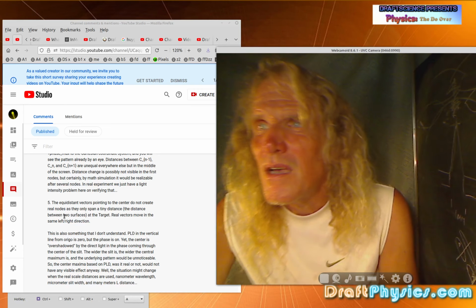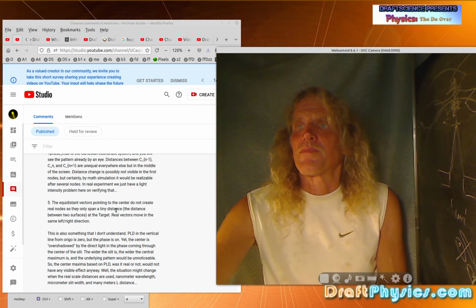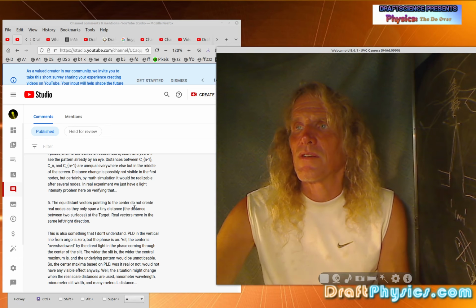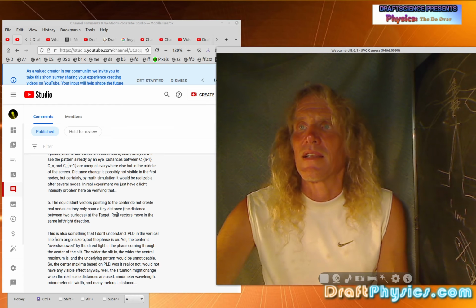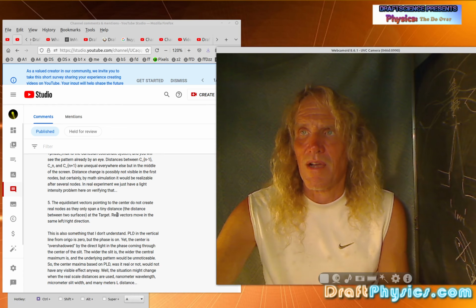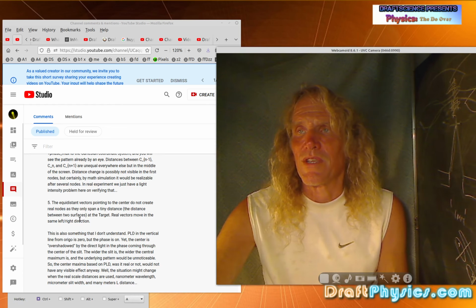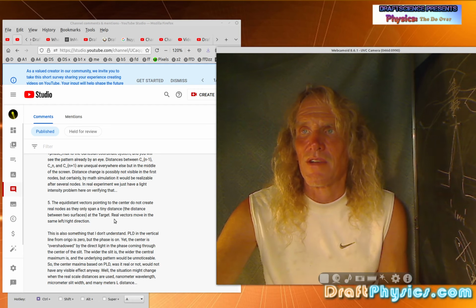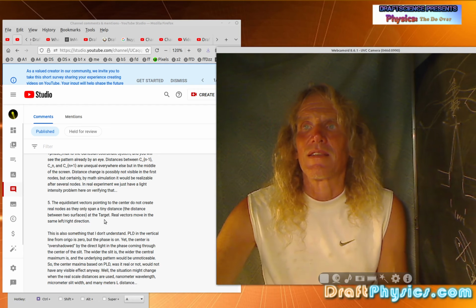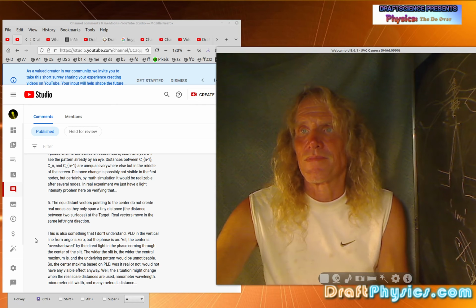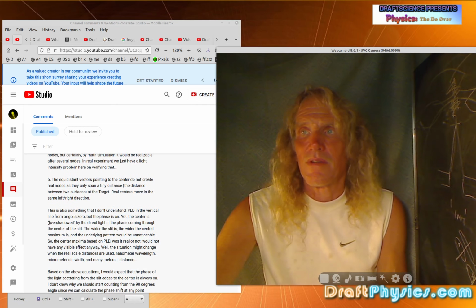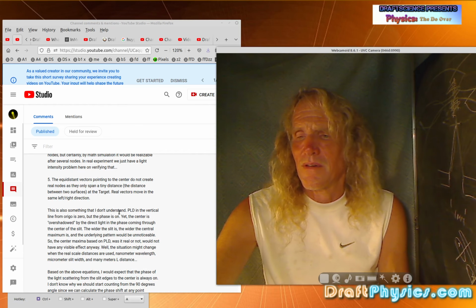The equidistant vectors pointing to the center do not create real nodes, as they only span a tiny distance. Okay, so that's what I wrote. The distance between the two surfaces at the target. Real vectors move in the same left-right direction. Okay, so let's see what he says here. This is also something that I don't understand. I just don't know.